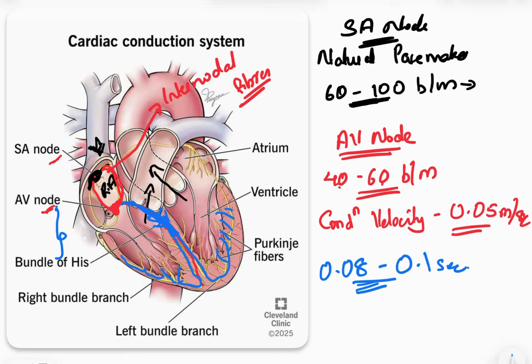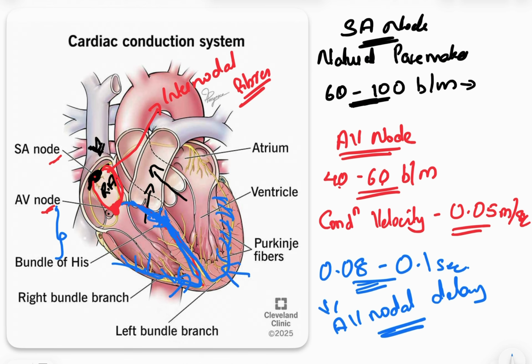Why are they taking this time? This delay is called the AV nodal delay. Do you know what is happening here? The AV node is sending an impulse to the bundle of His, and if the bundle of His receives that impulse, it spreads it through the right and left bundle branches and the Purkinje fibers, and the heart will contract.